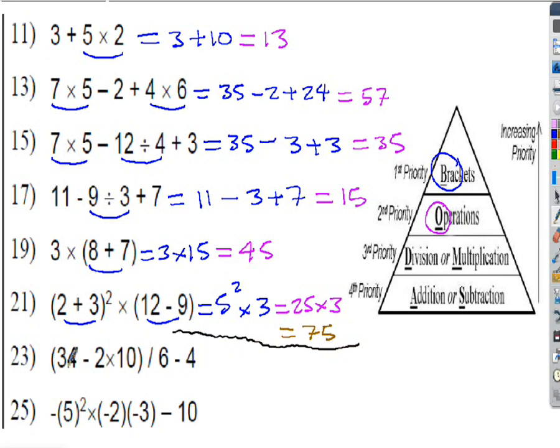So in question 23 we've got a bracket divided by 6 and then we're subtracting 4. So we need to apply BODMAS to this problem, but we're also going to apply BODMAS within the bracket itself. And notice that the precedence inside the bracket resides with the 2 multiplied by 10 here. So I could write this as 34 subtract 20 divided by 6, and that's subtract 4. So that's equal to 14 upon 6, subtract 4.